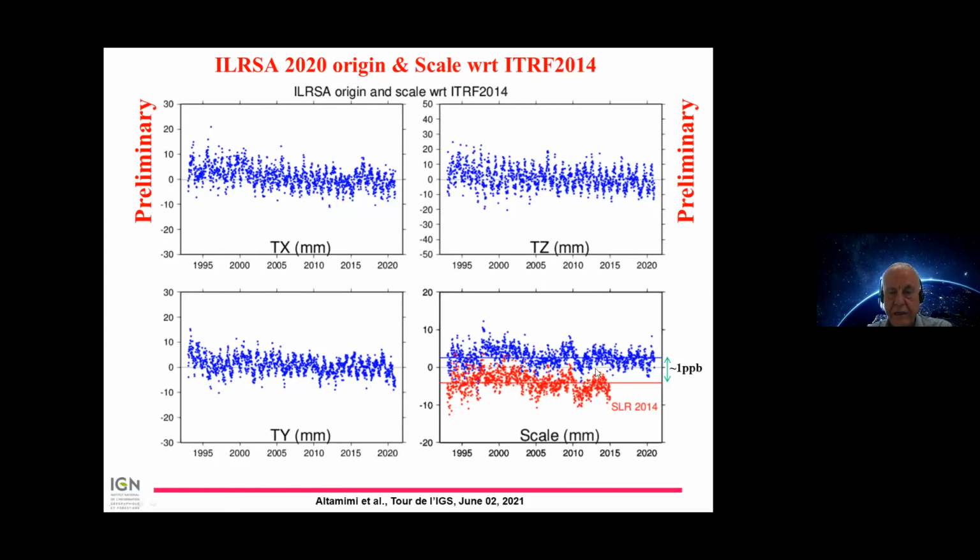Now for the scale in blue, you see the new results. And in red, I overlaid the past SLR solution used in the ITRF 2014. And you see a clear offset of 1 ppb between the two, bringing SLR scale closer and closer to VLBI scale. And this is coming to confirm what I was saying for more than 15 years. And I am happy to see that.